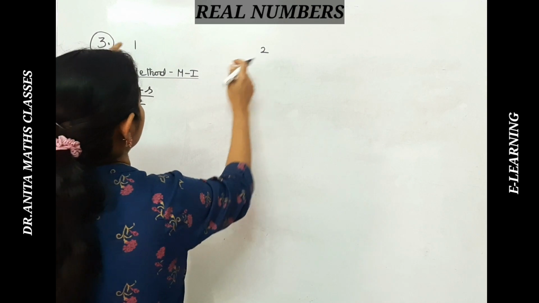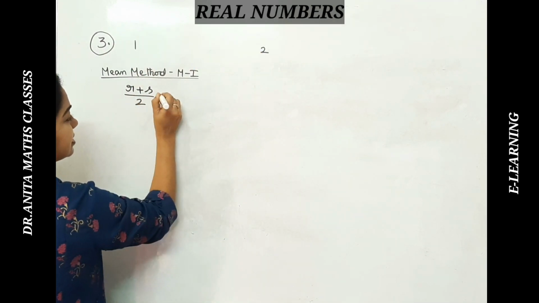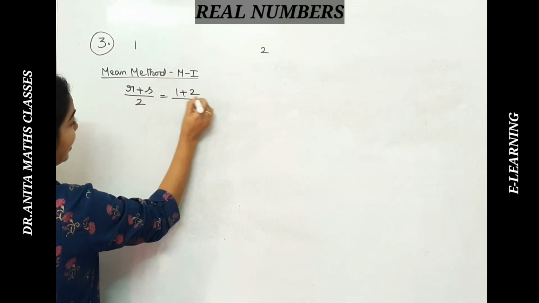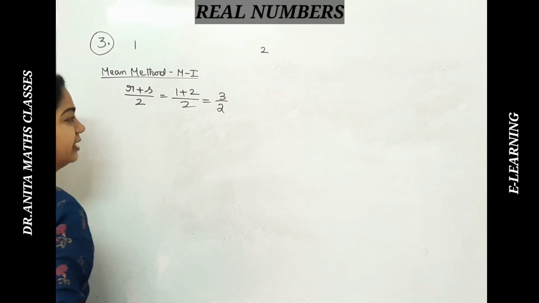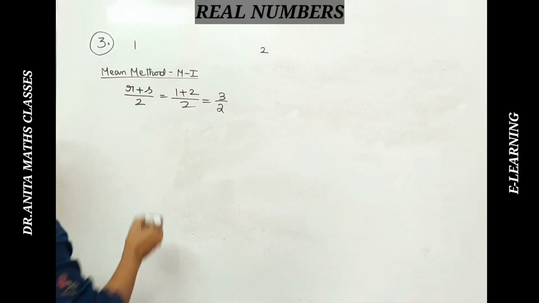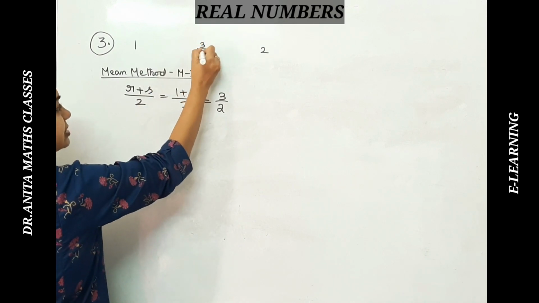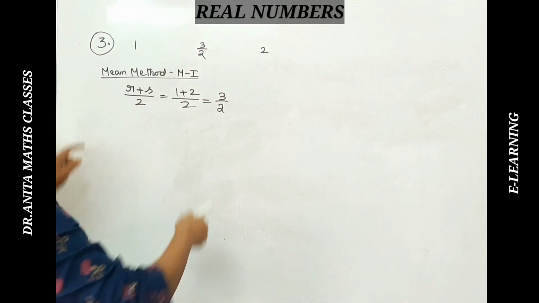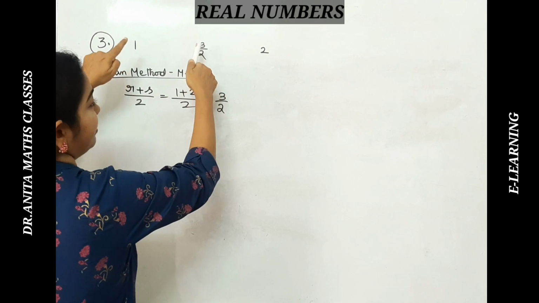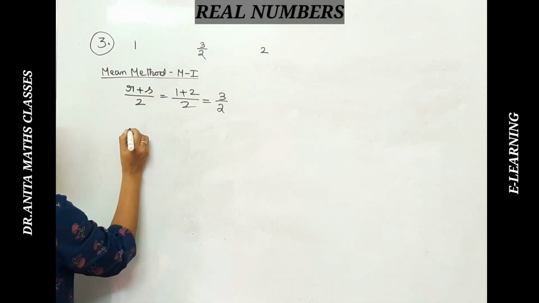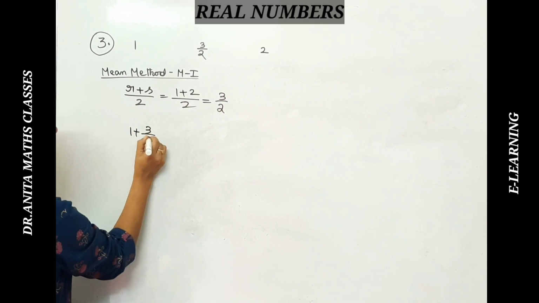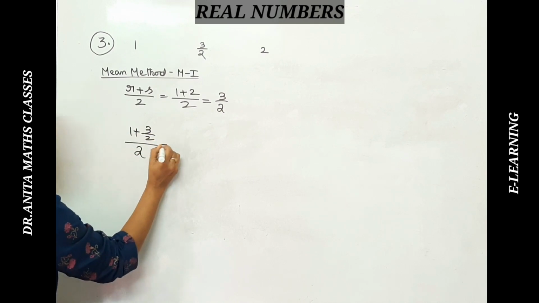So if this is R and this is S, then 1 plus 2 by 2, that is 3 upon 2. This is one rational number between these two numbers. Again, taking this as R and this as S, between these two, again find the number, that means 1 plus 3 by 2, divided by 2. This is called the mean method.